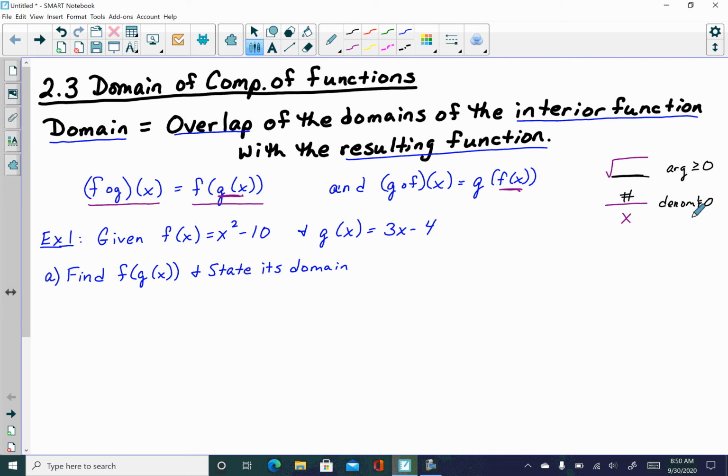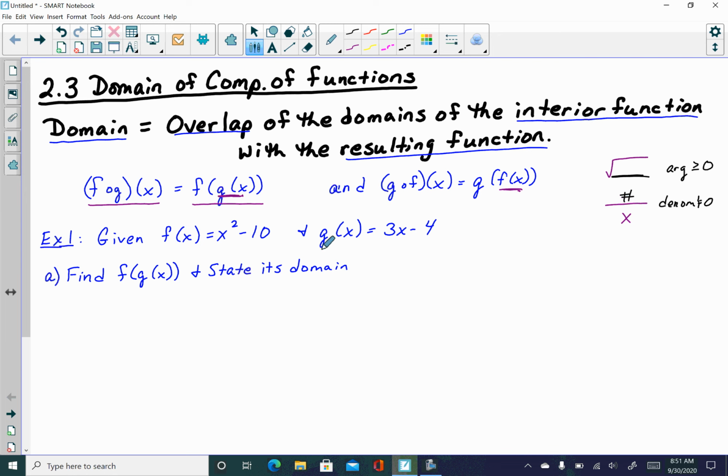That ends up telling you what your denominator cannot equal. These are your restrictions for the domain. So if you don't have a square root in your function and you don't have a letter in the denominator, then you don't have any restrictions to the domain, and the domain will always be negative infinity to positive infinity. So when I look up at my f of x and g of x, I see that I don't have a square root, and I don't have a letter in my denominator.